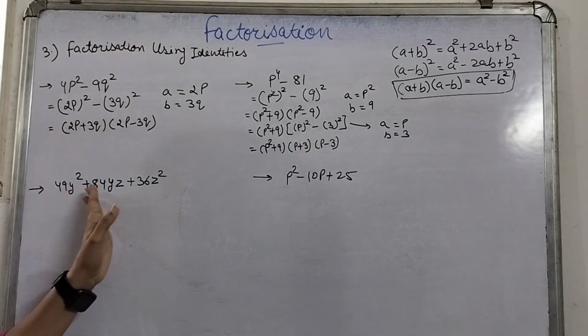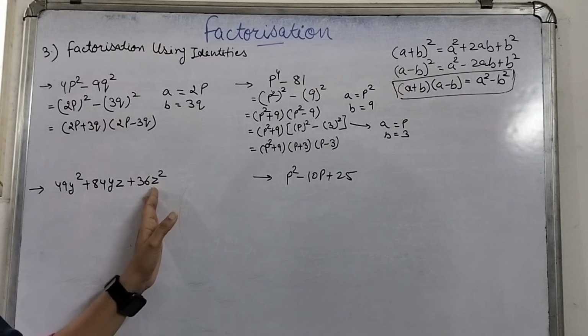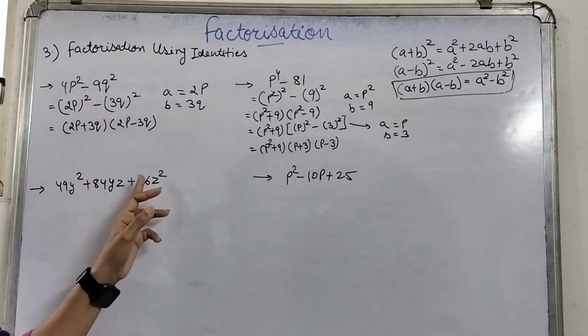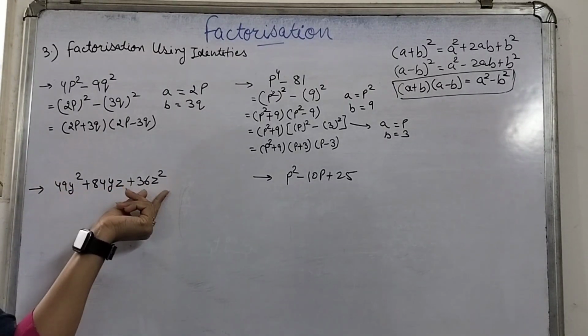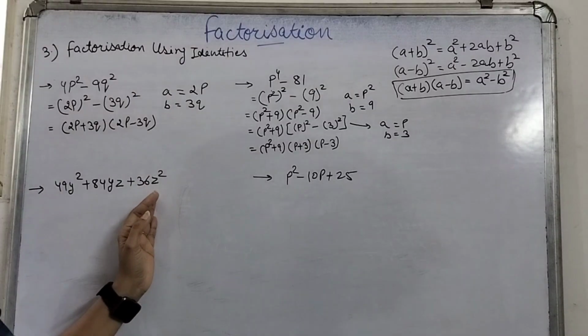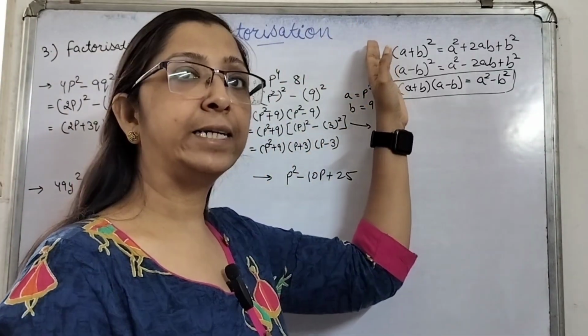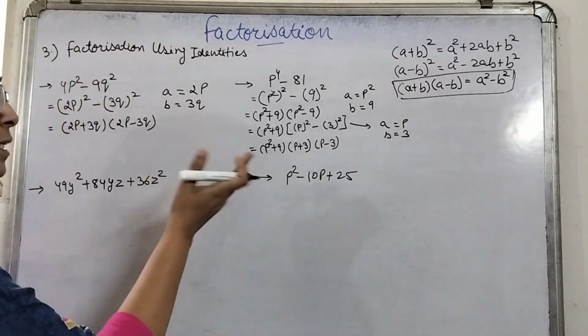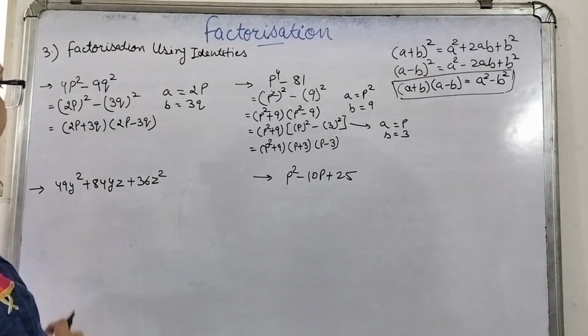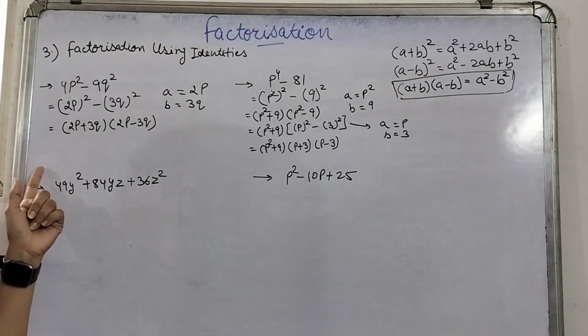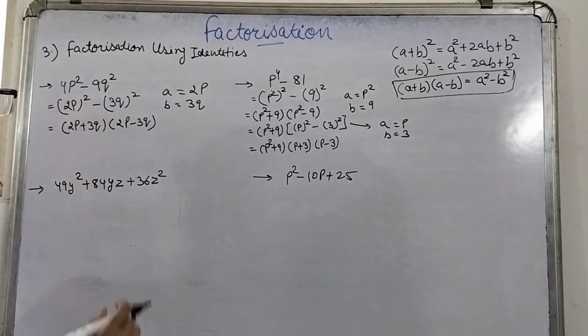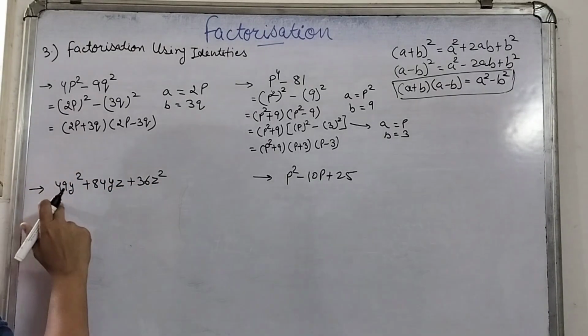Now if we have three terms in the given algebraic expression, in which the first and last terms are perfect squares, then we can convert it into any of these identities. It is not compulsory that it is going to be converted, but we can check it. Now we can see over here, first of all, the arrangement: we can see 49y square. This is the first term.